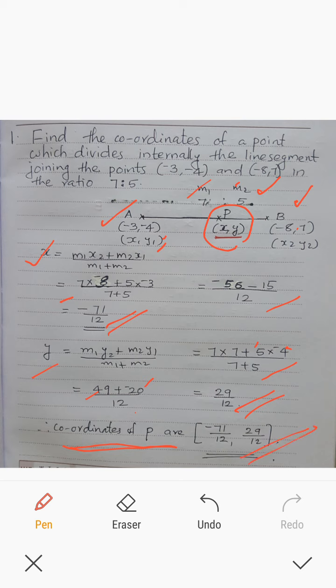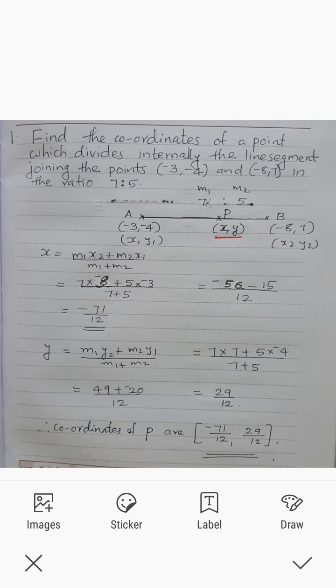This is the first type of problem, to find the coordinates of the point of division. If we have to find the coordinates of the point of division, remember we must be given both the endpoints and the ratio of division. Three other measures should be given to us. Okay, now let's move to the second problem.